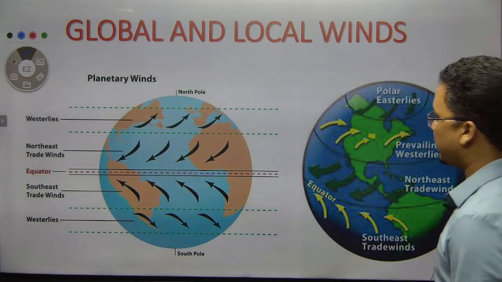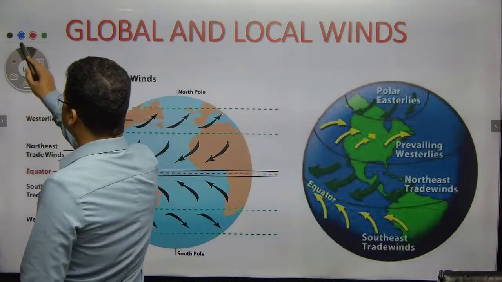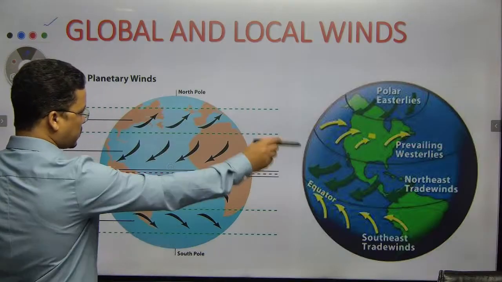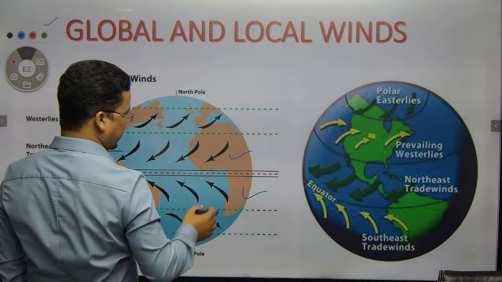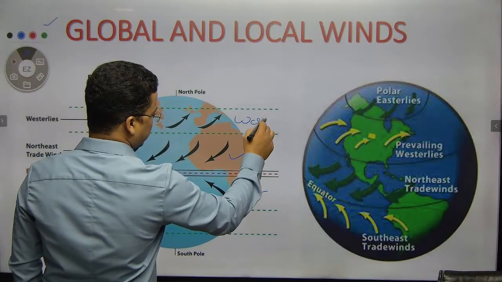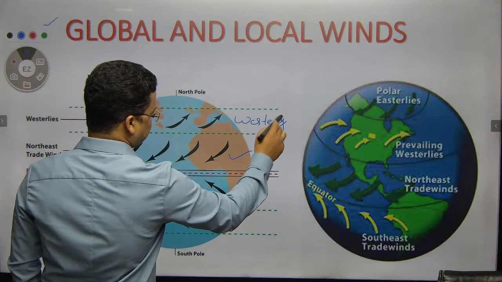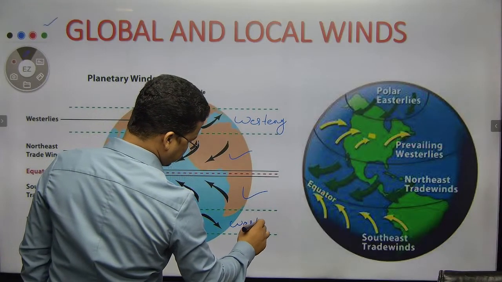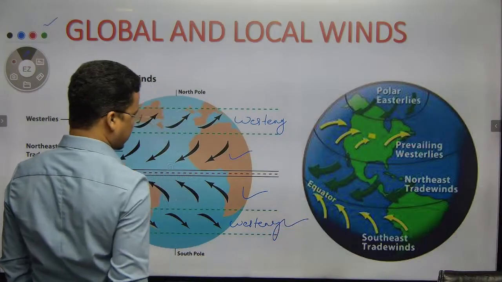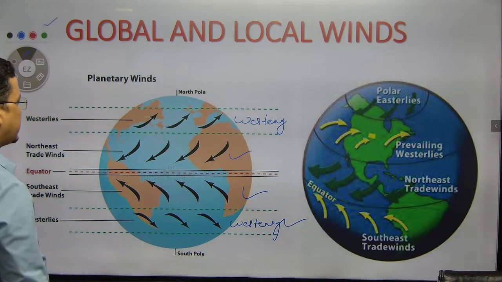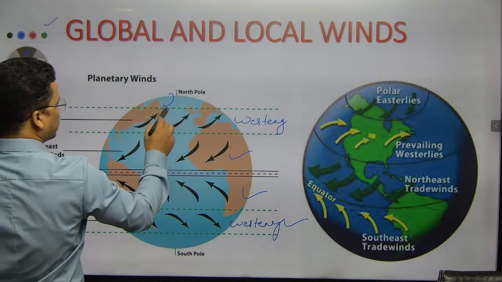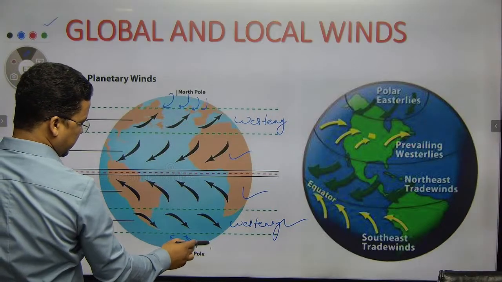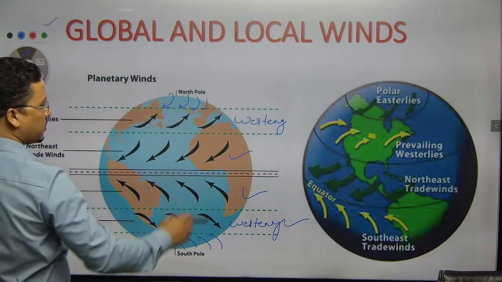Either you may say global wind or primary wind. So fast, this one is your trade wind, this one is your trade wind, this one is westerly, this one also westerly, right? So these two. There is also easterly, here is also easterly, the easterly also coming like this, this one is your easterly.